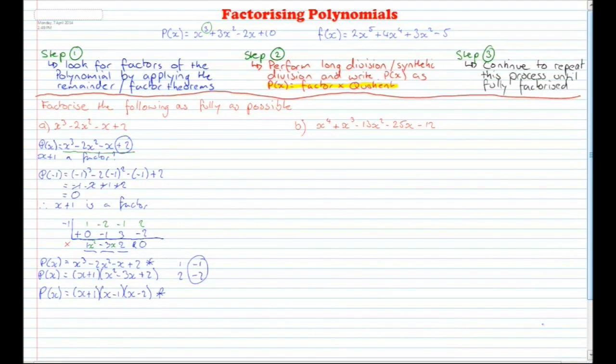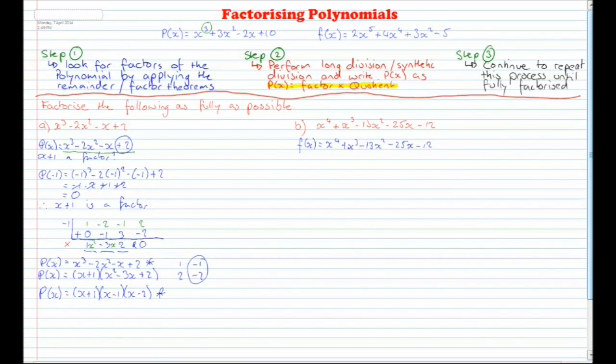Alright, so coming over now and factorizing part B, that is x to the power of 4 plus x cubed minus 13x squared minus 25x minus 12. What I once again need to do is define the polynomial. So we'll call this one f of x. Now it doesn't matter really what we call it, but that's why I like to change it up a little bit. So f of x is equal to x to the power of 4 plus x cubed minus 13x squared minus 25x minus 12.